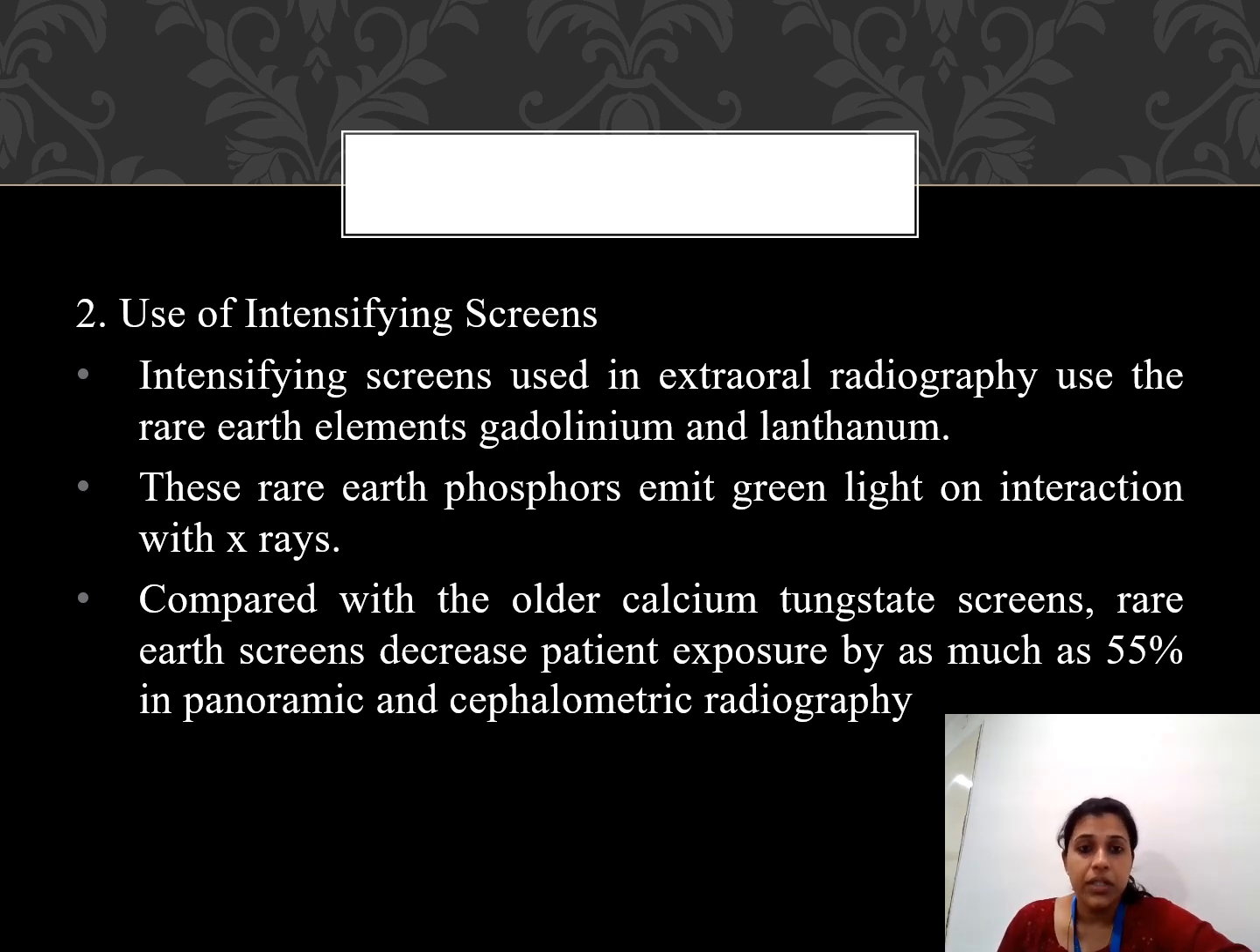Second one is use of intensifying screens. Intensifying screens are used in extraoral radiography. So the material that can be used as intensifying screens are gadolinium, lanthanum, or calcium tungstate screens. So by using intensifying screens, we can reduce the radiation exposure. These screens have the property of fluorescence. So when the X-ray photons strike this fluorescent material, there will be production of visible light. So visible light will in turn react with the X-ray film that is sandwiched between the intensifier screens, thereby reducing the radiation exposure.